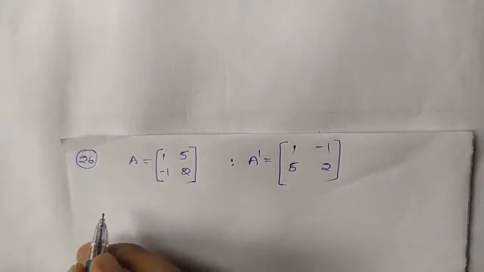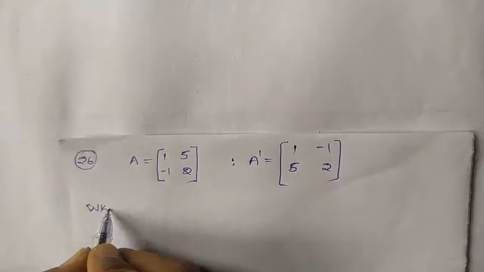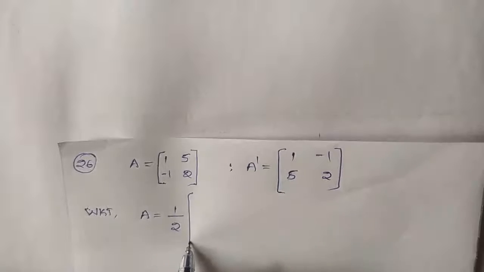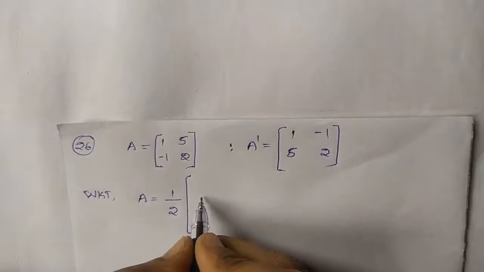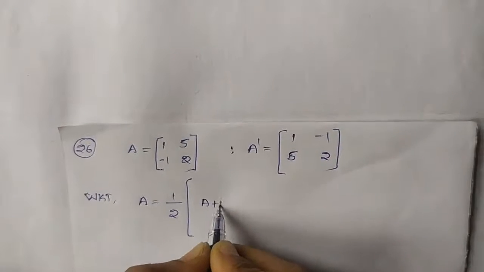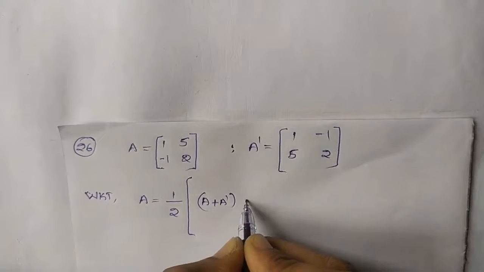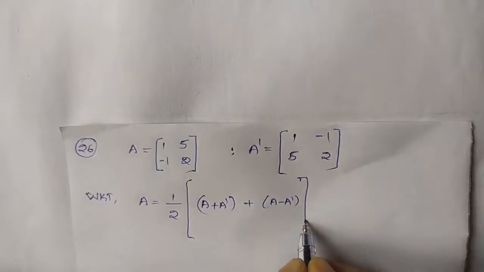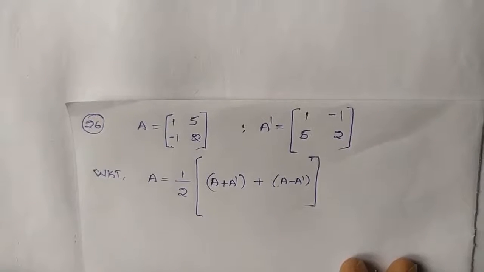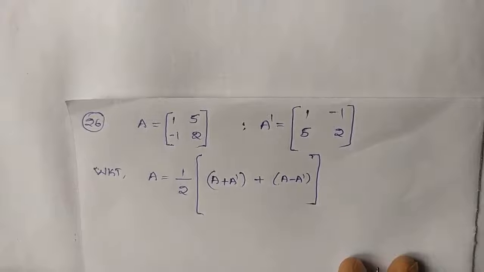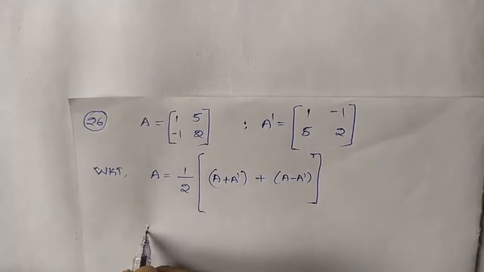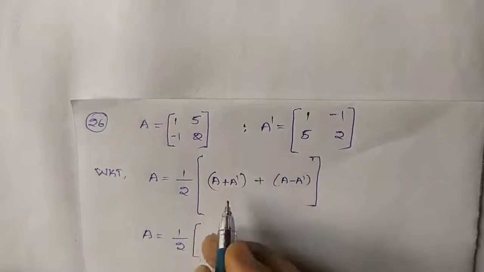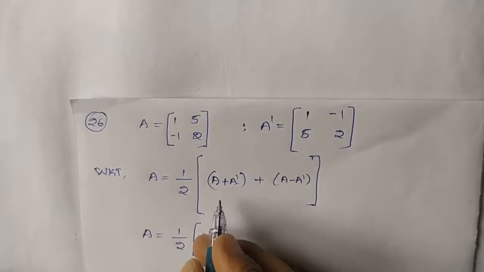The sum of the symmetric and skew symmetric matrices will be, we know that the matrix A equals 1 by 2 into A plus A transpose plus A minus A transpose. It is the condition to verify, to prove the given matrix is a sum of symmetric and skew symmetric. A equals 1 by 2 into A plus A dash.